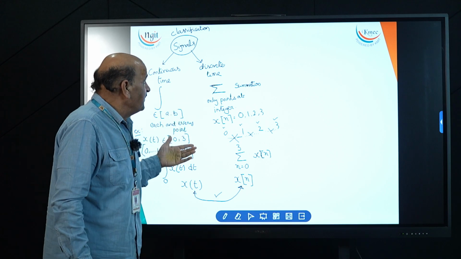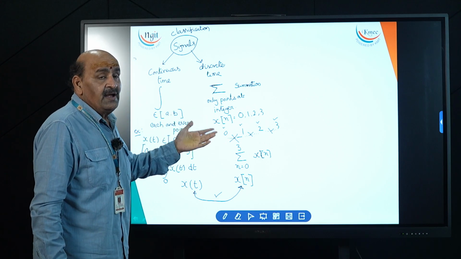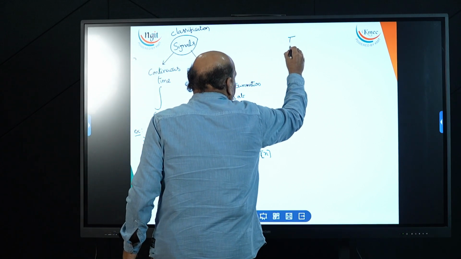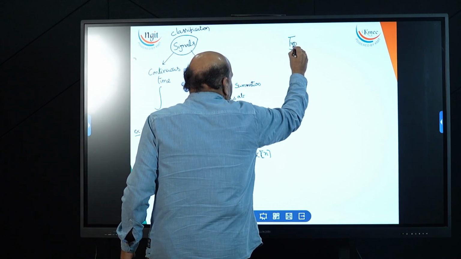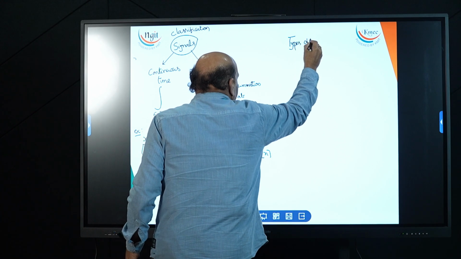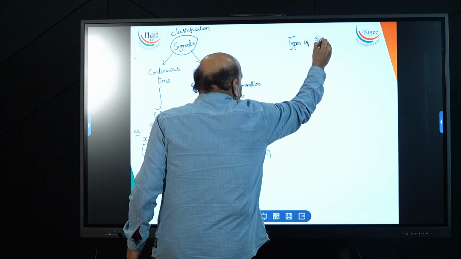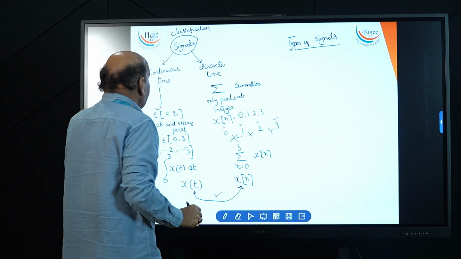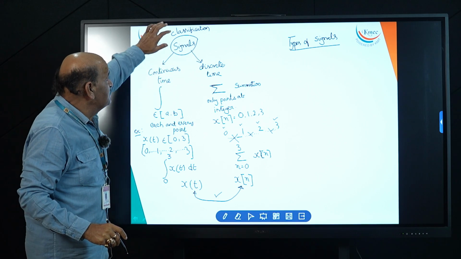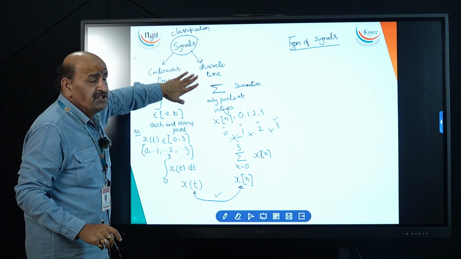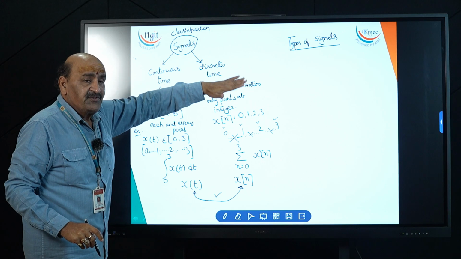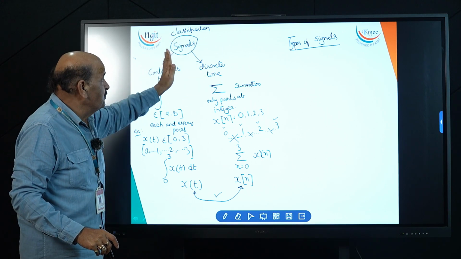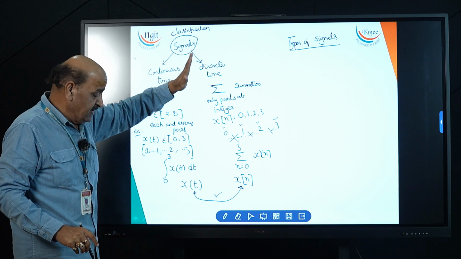Then the next topic: now we are going to discuss types of signals. Students have to make a clear-cut distinction between these two. This is classification; those are types. Classification is different, types are different. Students have to make the difference between these two.